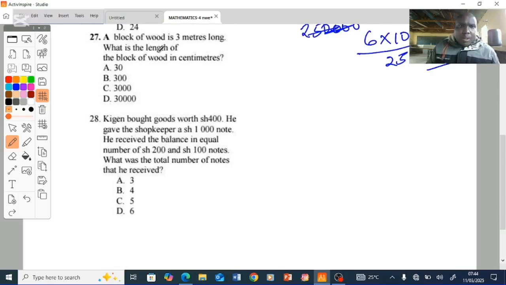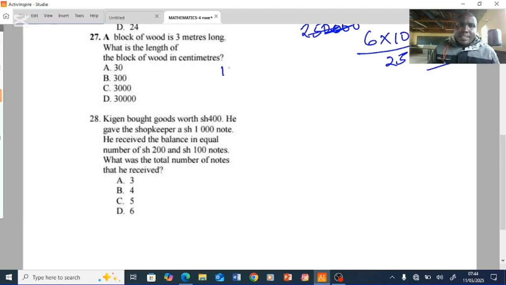A block of wood is 3 meters long. What is the length of the block in centimeters? In centimeters, 1 meter is equal to 100 centimeters. So 3 will be what? That is 300 centimeters.